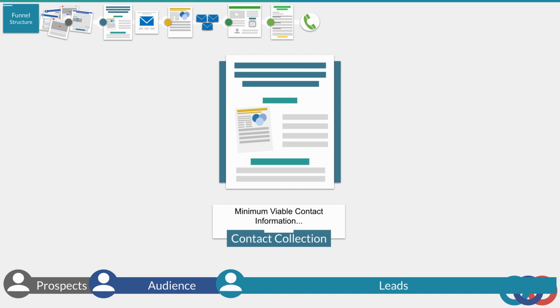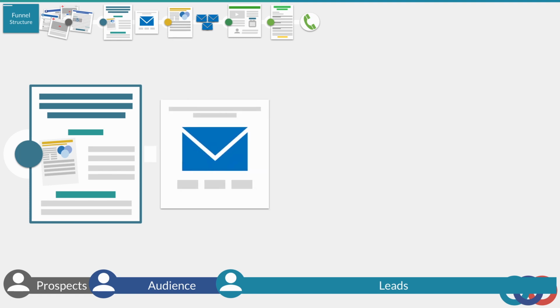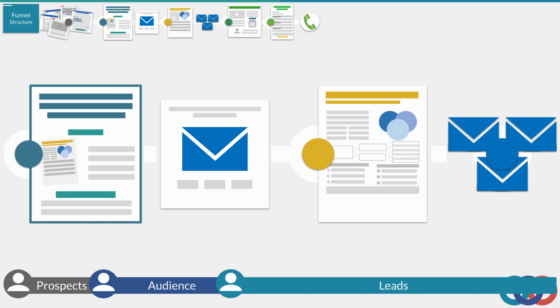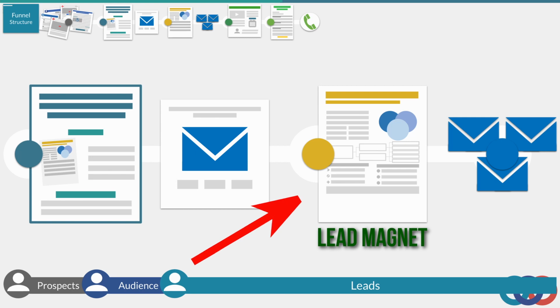Contact collection is where you drive traffic to your landing page and collect the contact information of your ideal customer. To nurture them and move them down your sales funnel, you need their contact information. For them to give you their contact information, you need to give them something in return. And that something is your lead magnet, which they should deem valuable enough to exchange their contact for. After giving their contact to you, they will be directed to a thank you page where you will tell them to check their email for an email containing your lead magnet.